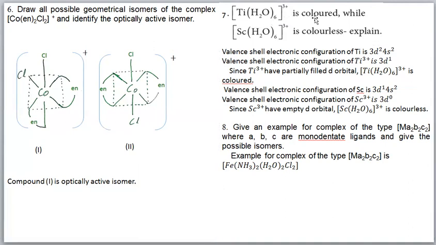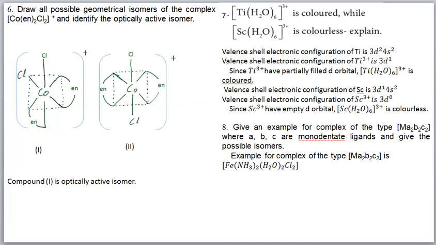[Ti(H2O)6]3+ is colored, while [Sc(H2O)6]3+ is colorless. Explain. See, the valence electronic configuration of titanium in the complex: what is the oxidation state of titanium? The oxidation state is unknown, so we can take it as X, water is 0, total charge is +3. So X equals +3. So titanium is +3. Titanium is the second element of the d block.